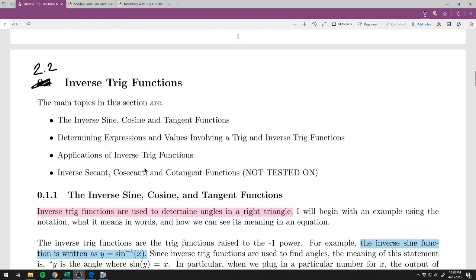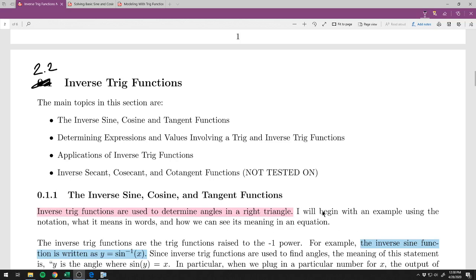Applications of inverse trig functions. This section basically builds on section 1.4 when we started talking about right triangles. One of the things I mentioned is that we do not know how to figure out the angle of the right triangle unless we have the other two, and we do 180 minus the other two angles. So this is really what inverse trig functions are used for: solving for angles, or whatever the content inside the trig function represents.